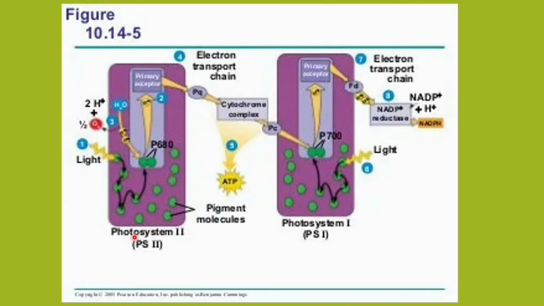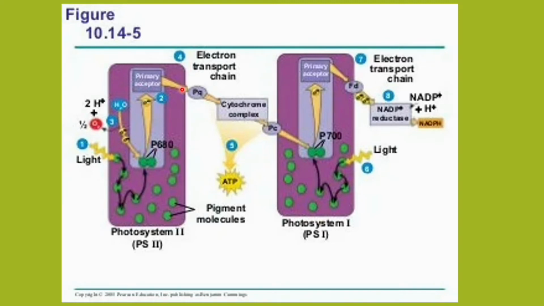Then the next statement, excited electrons at primary electron acceptor PS1 pass through an electron transport chain to PS2. That is wrong. So electrons always pass from PS2 to PS1. So here excited electrons are flowing from PS2 to PS1 through the electron transport chain. So the answer is the third one.